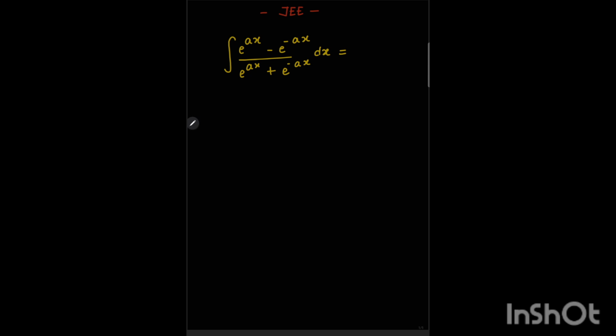So can you tell the integral of e power ax minus e power minus ax by e power ax plus e power minus ax dx without solving? You have solved 19 and 20 of the same type, right? So even without solving you can tell the answer here. The answer will be 1 by, so what is the coefficient of x here? A, right? So 1 by a log of, what do we have to write? We have to write the denominator, that is e to the power ax plus e to the power minus ax, plus c.